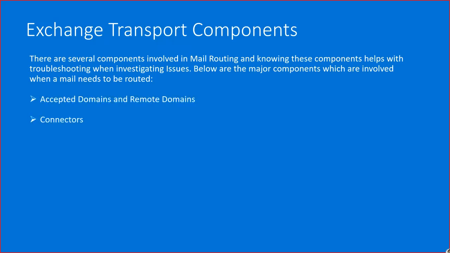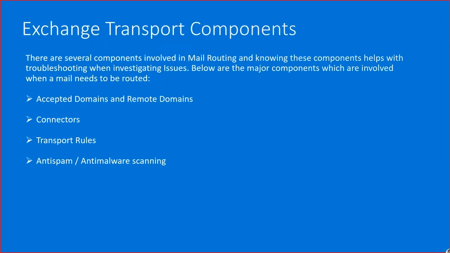We've got accepted and remote domains, and we've got a slide on each of these coming forward. So we've got accepted and remote domains, we've got connectors, then we've got transport rules, and then we also have anti-malware and anti-spam scanning. So let's look at each of these in detail.